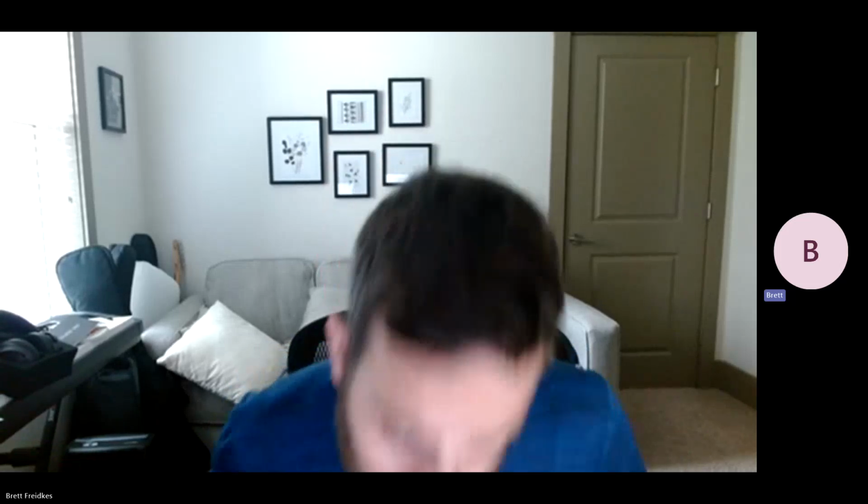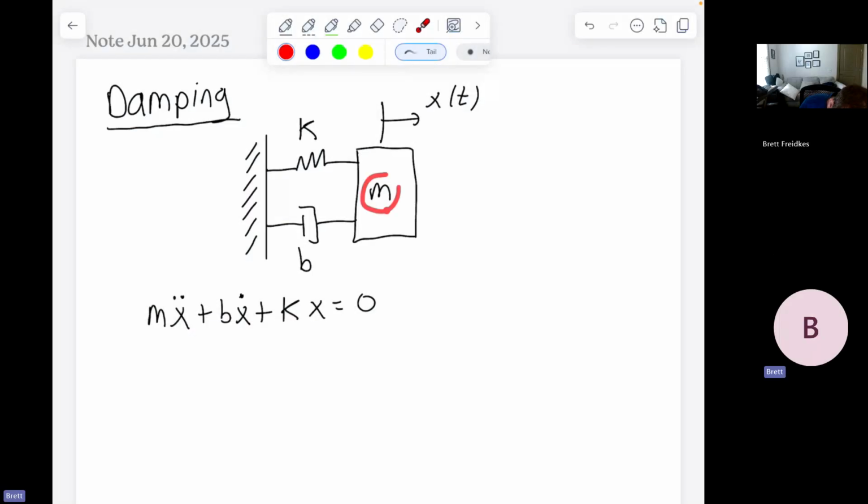So I wanted to make a quick video on damping and the introduction to damping, and in terms of vibrations, what a damper does and how we can include it in our solution to our differential equation. So in this picture here, I have included a mass M attached to a spring K, and now we have added a damper with a damping coefficient B.